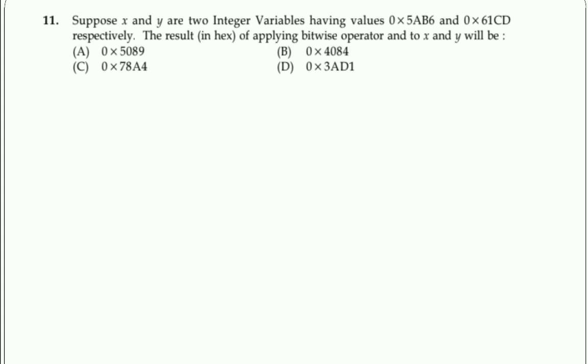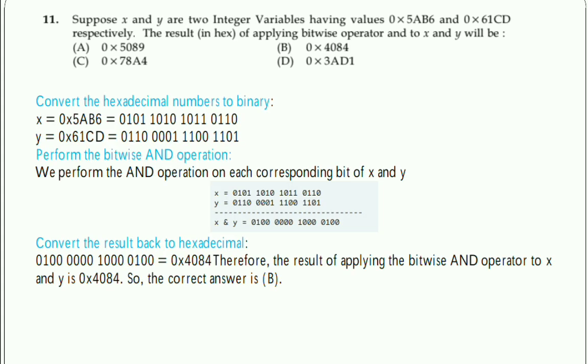Okay. So first of all, we have to convert these hexadecimal values into binary values. Then we can perform the bitwise AND operator here. So we are converting the given values, 0x5ab6, into binary values. So the binary value of 6 is 0110, b is 1011, a is 1010, and 5 is 0101.